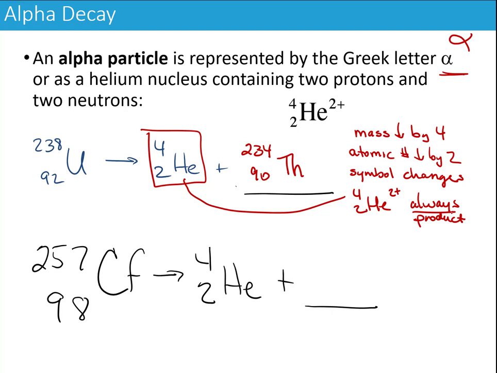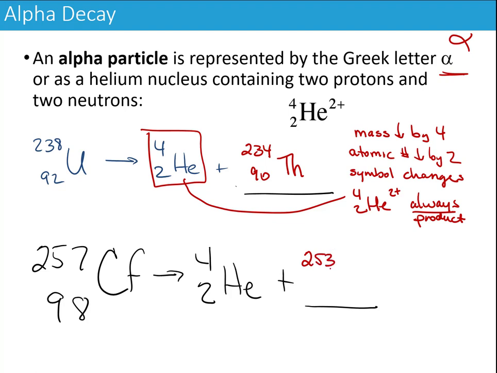Californium, that's what Cf is. And in fact, californium was first discovered and described in Berkeley, California, at the University of California at Berkeley. It's near San Francisco, an area where they do a lot of chemical nuclear research. So what happens to the mass of californium if it undergoes alpha decay? It goes from 257 to 253, right? So that number drops by 4.